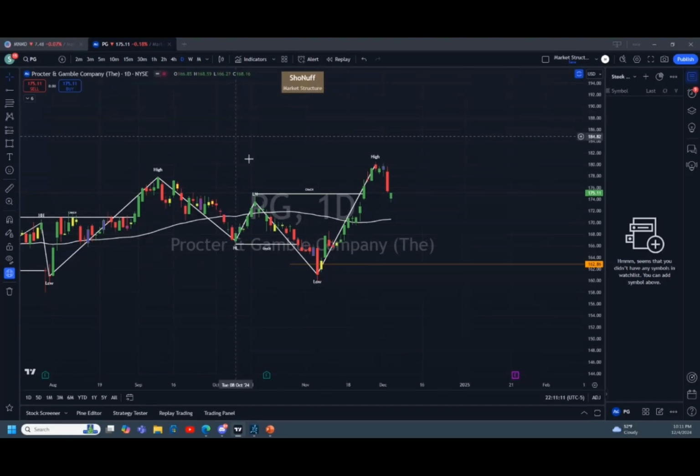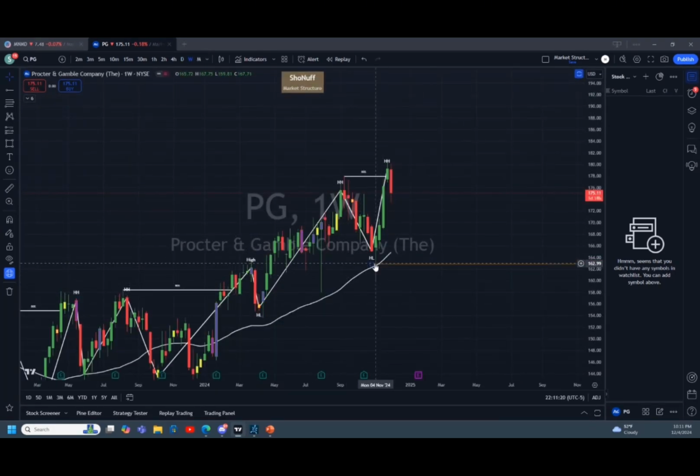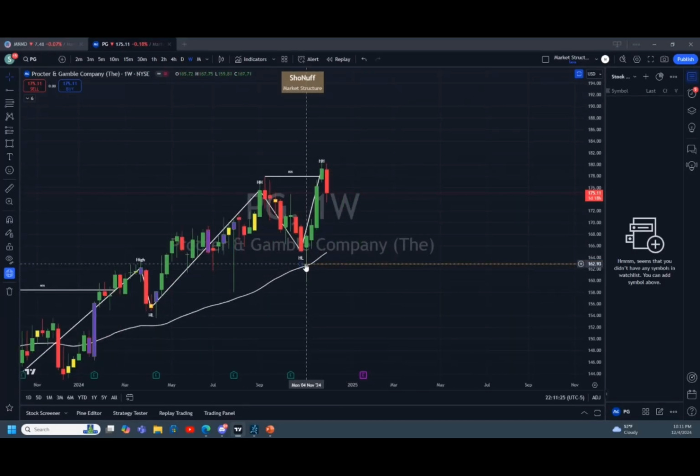So a couple things, right? Price on the weekly retraced to the 50% in the golden zone area, right? And also, that inside bar happened at the 50 moving average on the weekly.